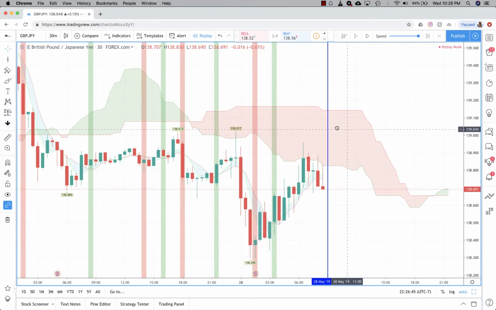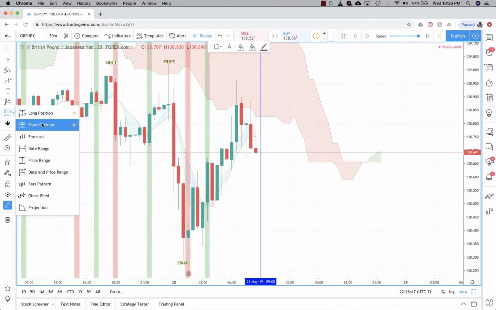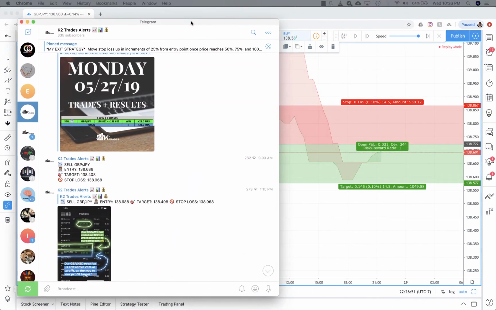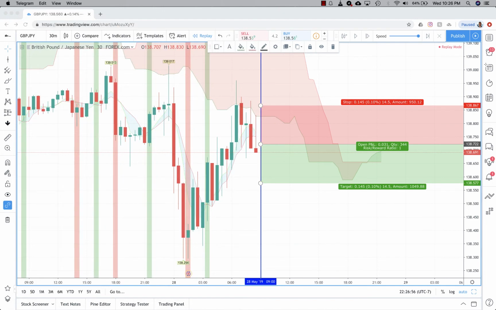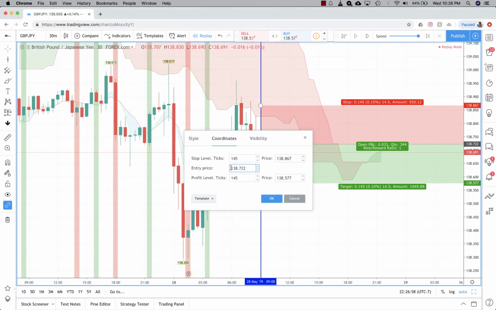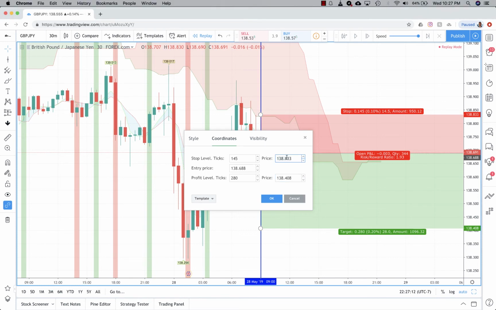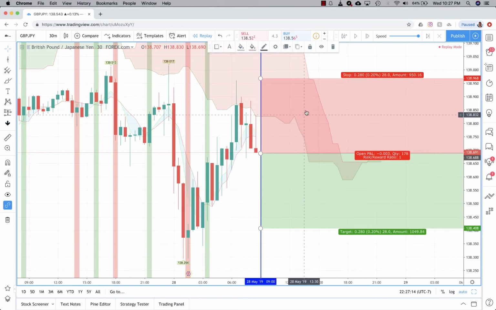Alright, cool. So let's place our position right here. And our entry was 138.688. Our target was 138.408, and our stop loss was set at 138.968.